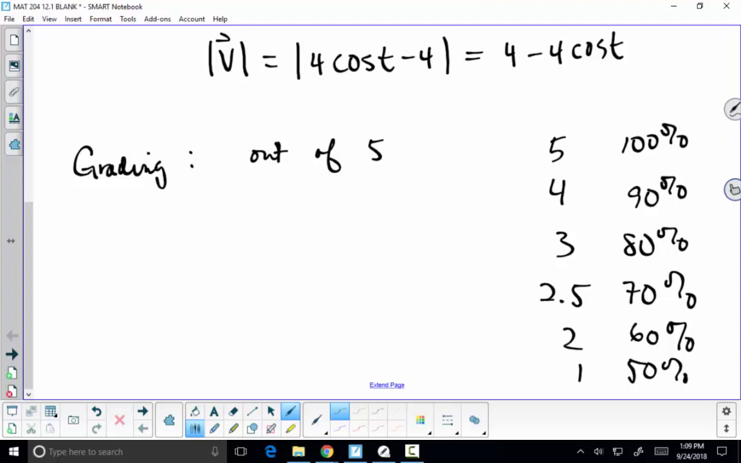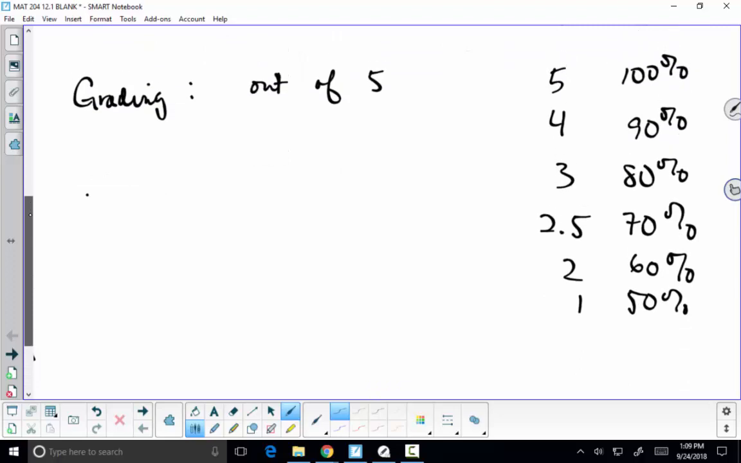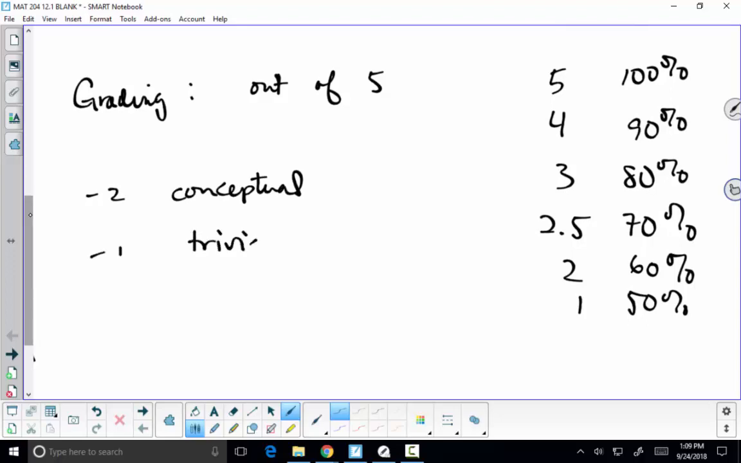And then when I take points off, I try to take them off in a very systematic way where I take 2 points off for any conceptual error and 1 point off for any trivial error. So I was kind of lenient on the first test. I'm always a little bit lenient with some of the trivial errors. On the future tests, I'll be more strict. And every time there's a trivial error, I'll take off a point.